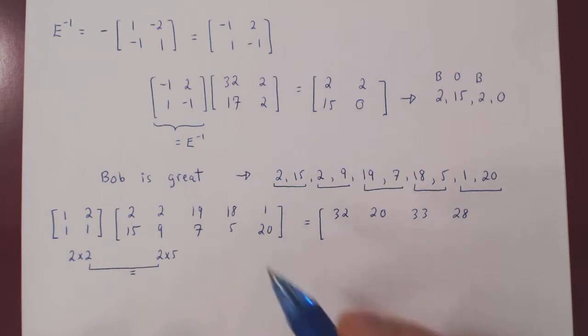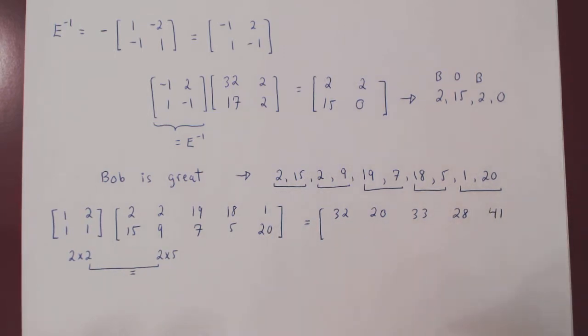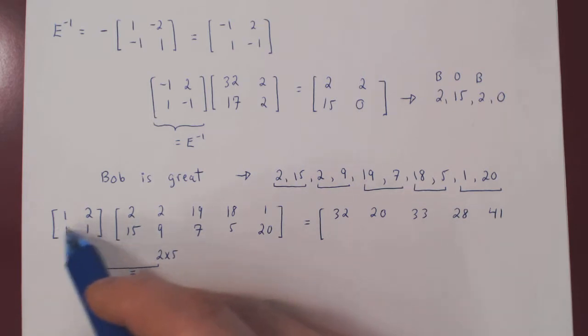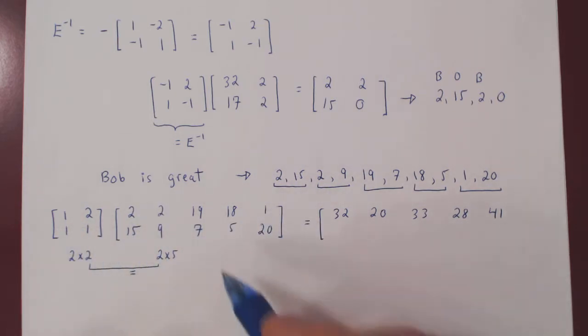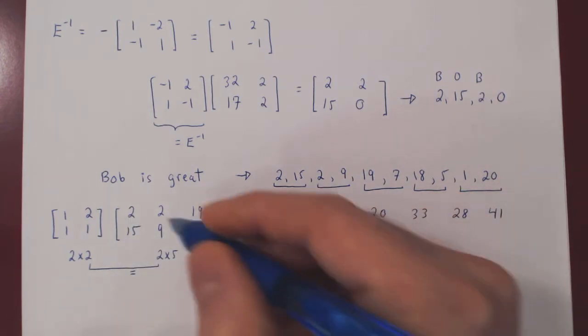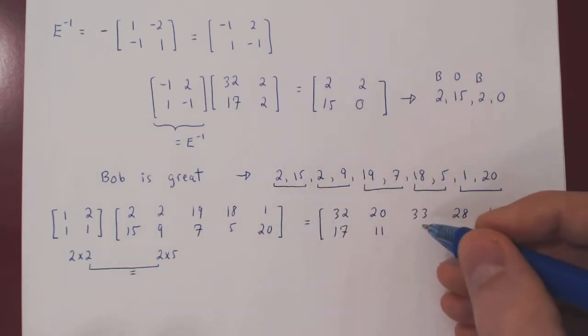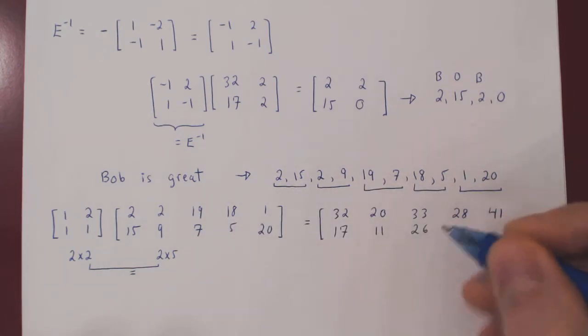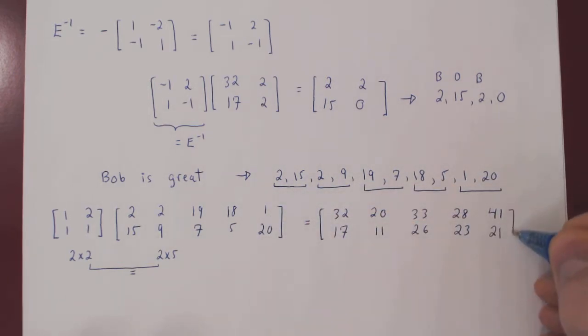1 plus 40, 41. Second row. This one is simpler. We just do 1 plus 1, so we add the entries in the column. So 2 plus 15, 17. 2 plus 9, 11. 19 plus 7, 26. 18 plus 5, 23. 1 plus 20, 21.